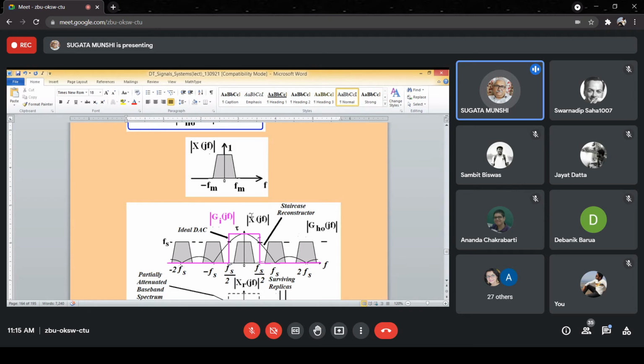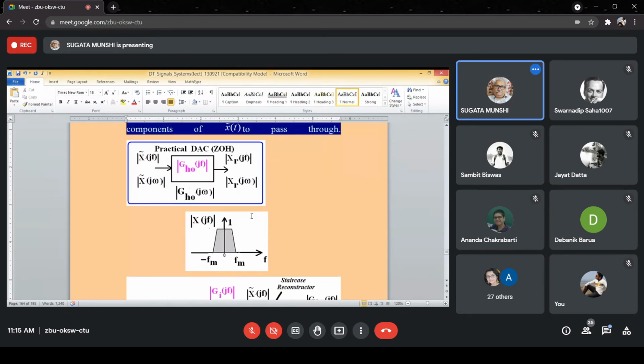So what will be the amplitude spectrum of the output? If the output is x_r(t), then the amplitude spectrum of the output is the magnitude of X_r(jf). It will be the product of the magnitude of G_ho(jf) with the amplitude spectrum of x tilde(t), the sampled signal.